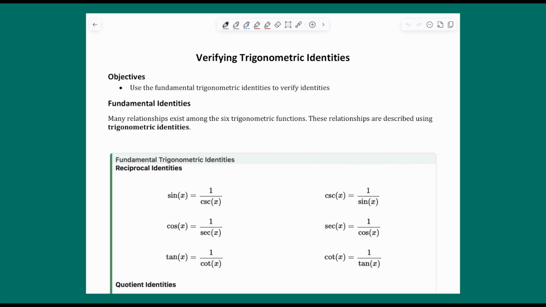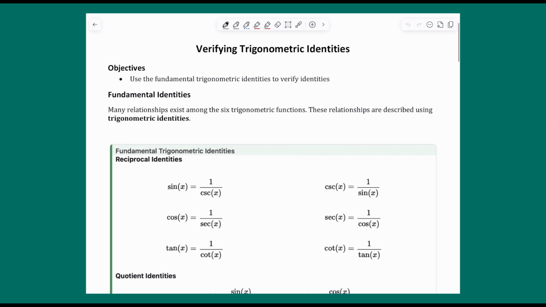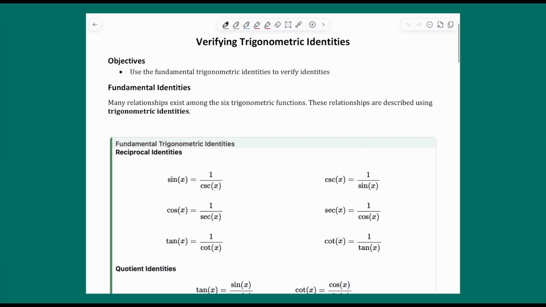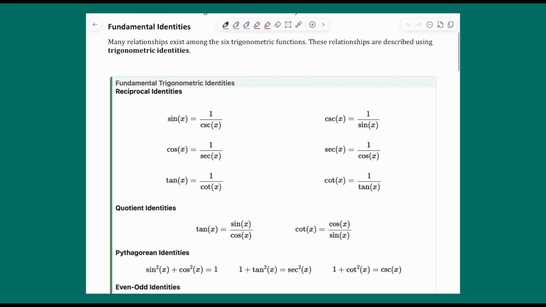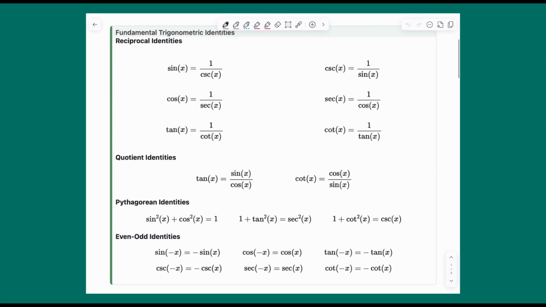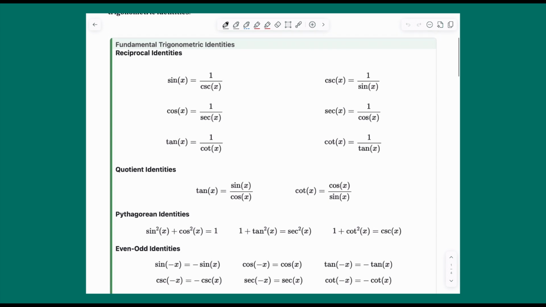All right, verifying trigonometric identities. Our main goal is to verify identities, and a lot of these identities are just going to be verified by using the fundamental identities, which you can see here in this box. These should be familiar to you already.